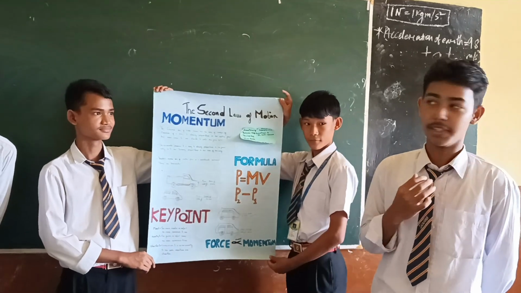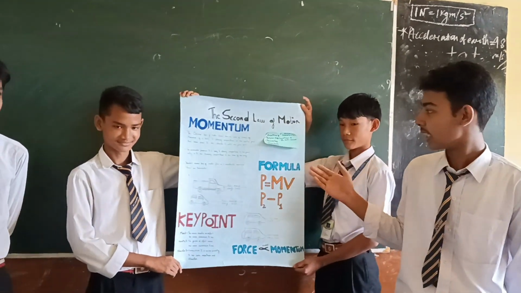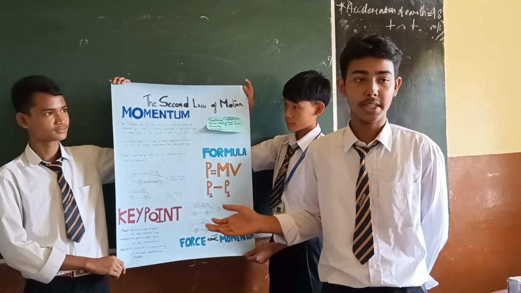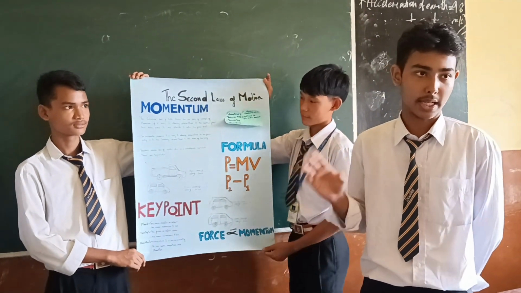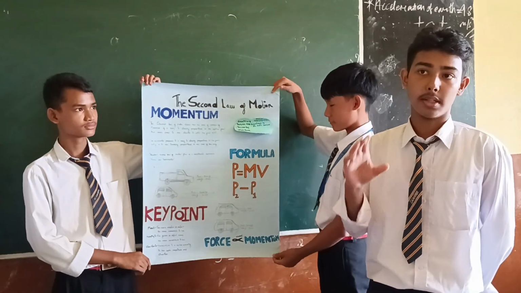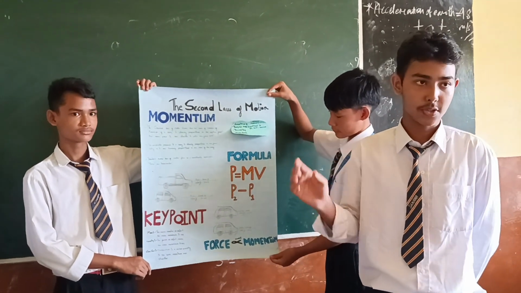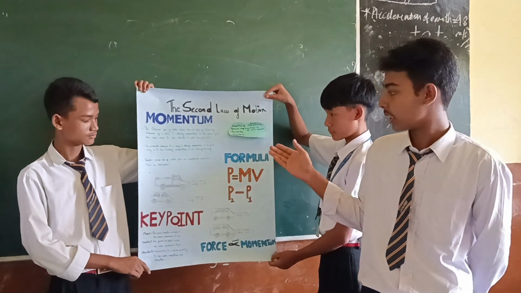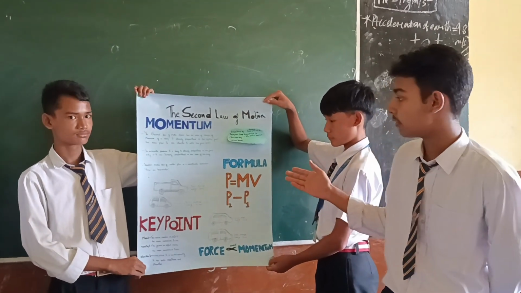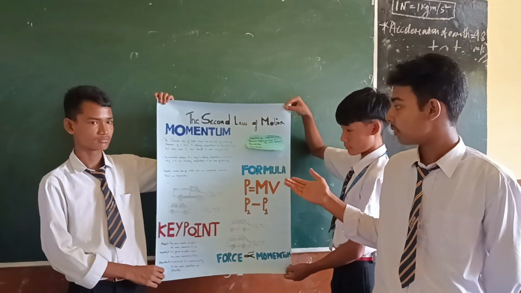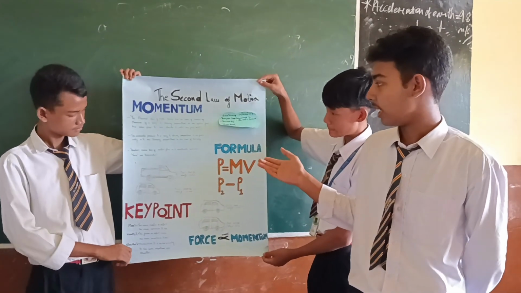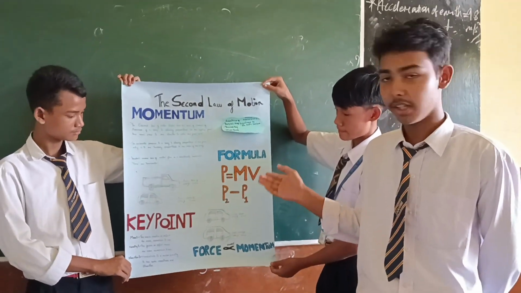The rate of change of momentum of an object is directly proportional to the applied unbalanced force and acts in the direction of the force. Momentum is given by the symbol P. The formula of momentum is P equals mv. So the second law of motion gives the relationship between force and acceleration. It is proportional to the force acting on it and inversely proportional to the mass of the body.